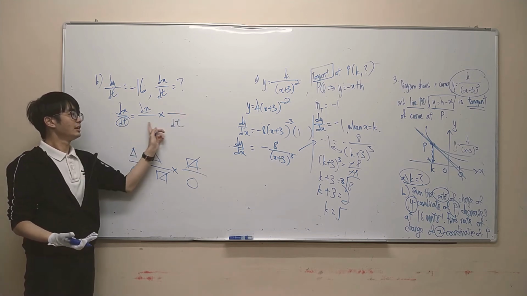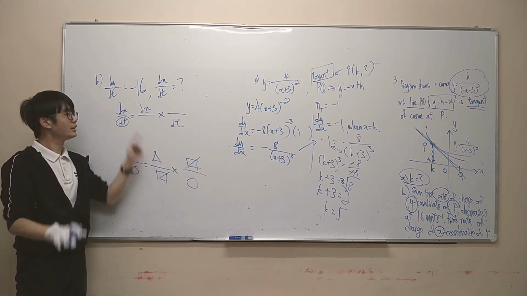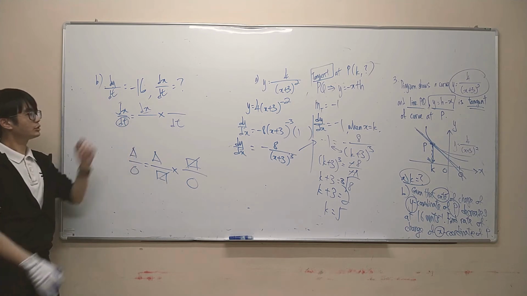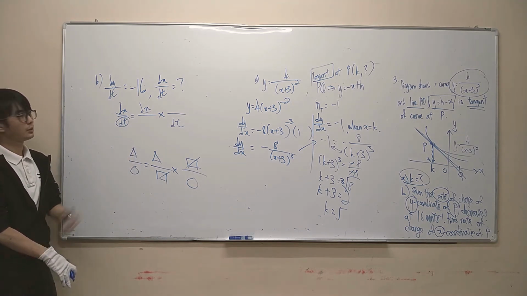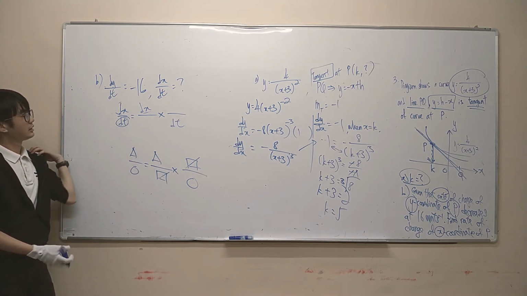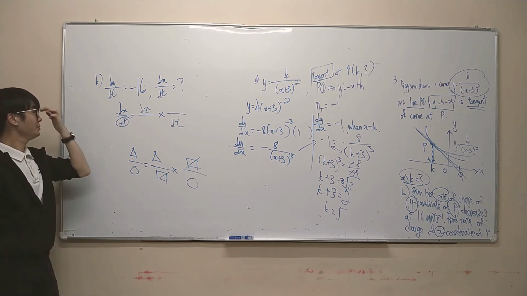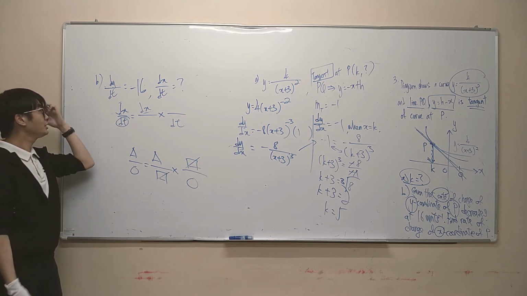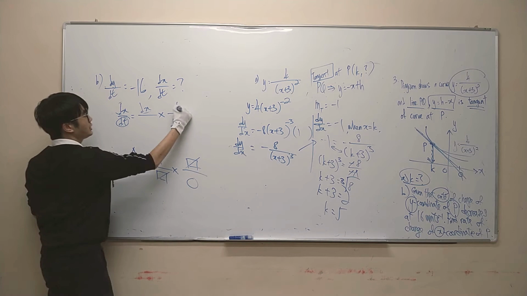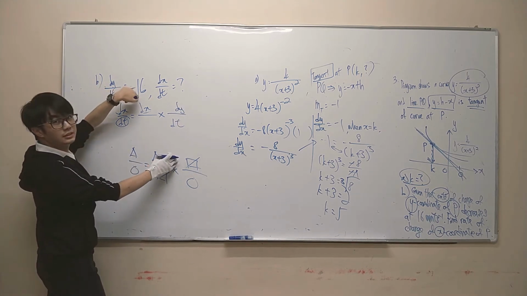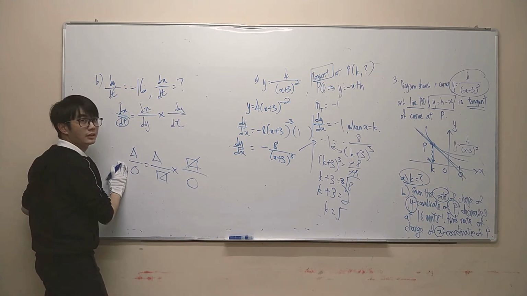And what about here? Here can be anything, just make sure they are the same. But what do you think I will put here? It must be dy, right? Because I have dy/dt. So you put dy/dt negative 16. Of course you put dy here. So put dy here, alright?